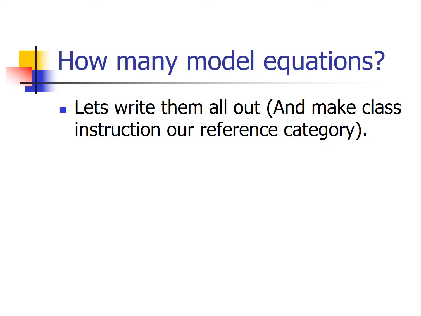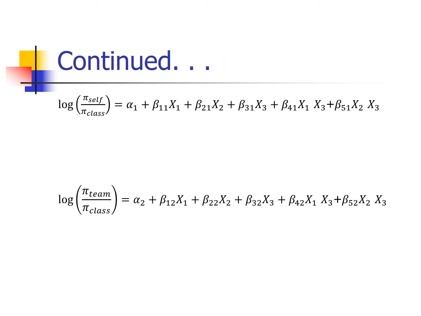So we're going to go ahead. We have to pick a reference category for our y variable. Let's go ahead and make class our reference category. Okay, so here they are. Nothing too crazy, right? So 3 categories for y means 2 equations need to be fit.